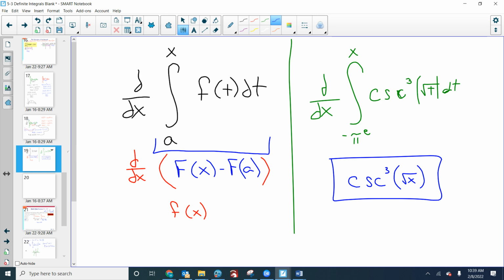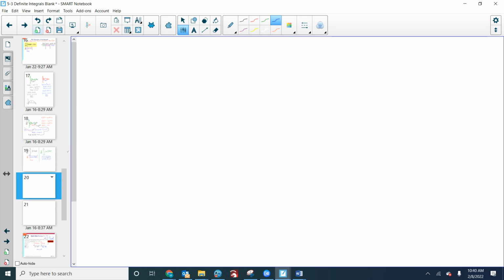Answer. Now for a little bit of a challenge question. This will be more like section 5.4 after the quiz, but just for fun.